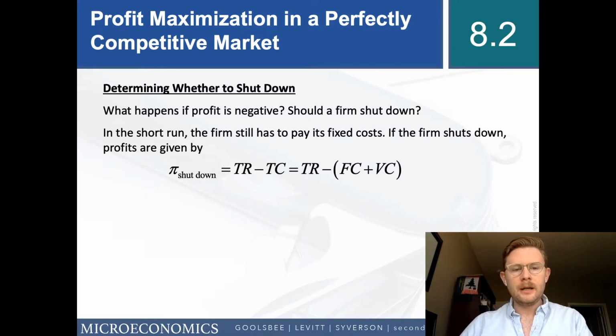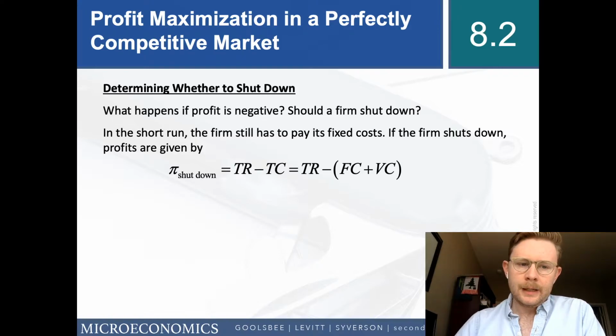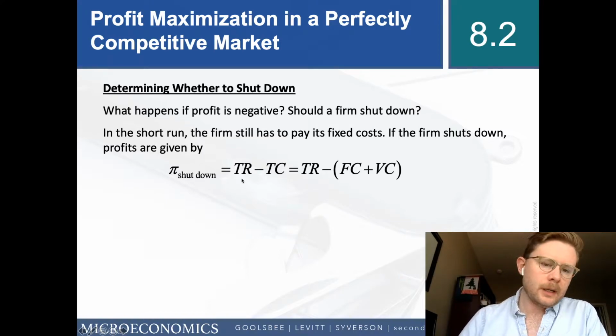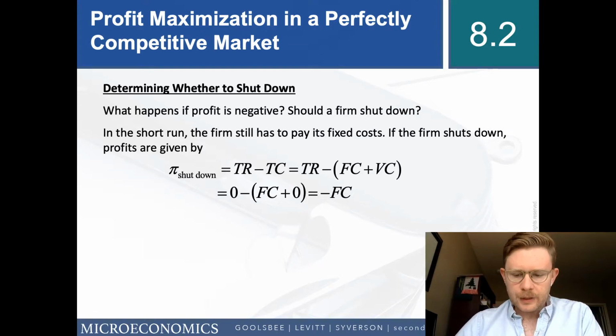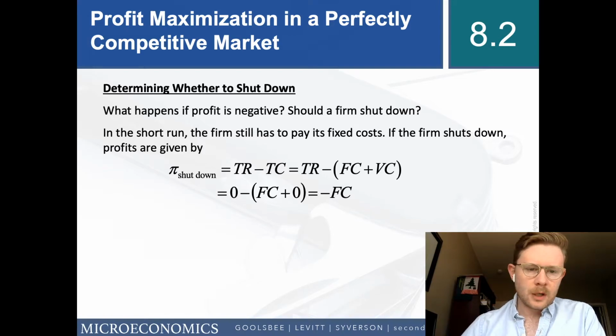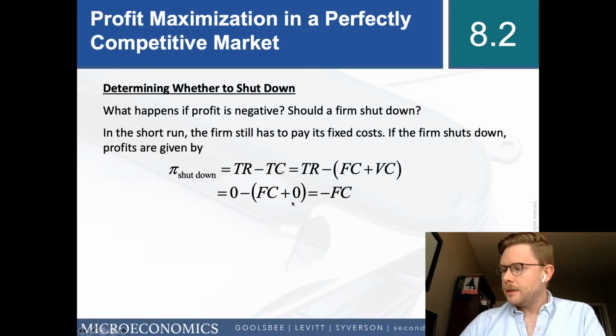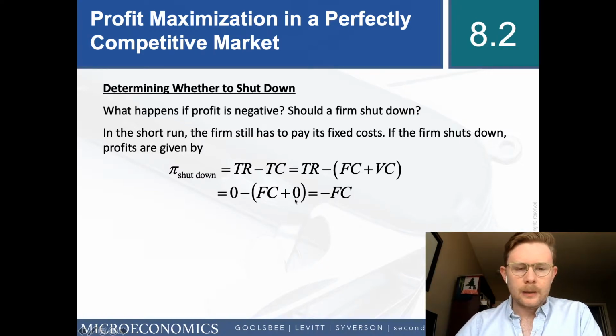So in the short run, the firm still has to pay its fixed costs. If the firm shuts down, its profits are given by this equation here. So we have the profit, as always, is just the total revenue minus the total costs. And we can separate out the total costs into fixed costs and variable costs. The thing to note is that the firm always has to pay its fixed costs, but it does not always have to pay its variable costs. So if it shuts down, it gets zero total revenue, but also zero variable costs. This factors into their decision to shut down.